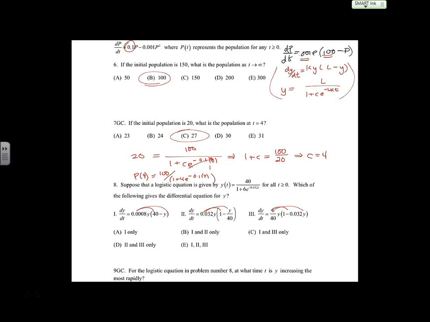So what did you guys find in number 8? Which ones match? I'm guessing that's the easiest way. That's what I would do, just multiply them all out and see which ones work. Maybe that's not the easiest way.